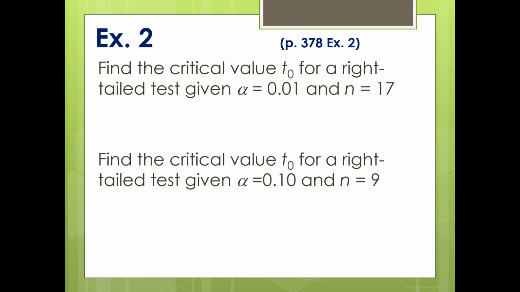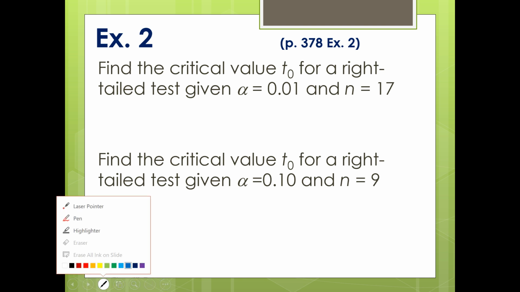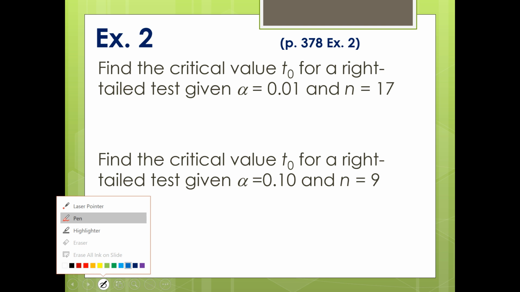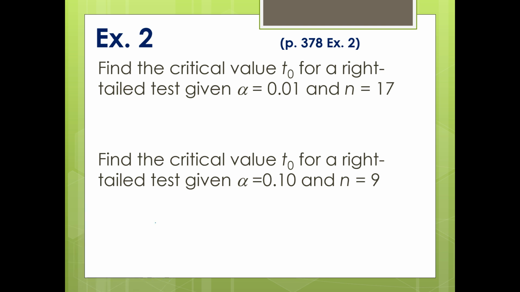Okay, so example 2, very similar, except we are dealing with right-tailed tests. Let's think about what that means and how that becomes different. So we're doing a right-tailed test this time. N is 17 and our alpha is 0.01. And then another right-tailed test where alpha is 0.10 and n is 9. Again, take a second, do those on your own first, so then you can use my answers to check them. Go ahead and pause it here. So your answers are 2.583 and 1.397.